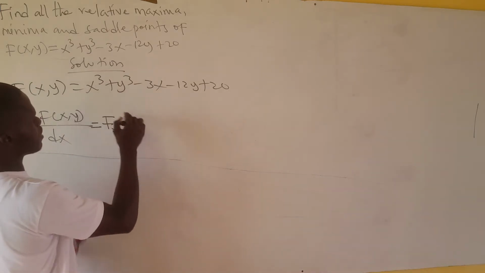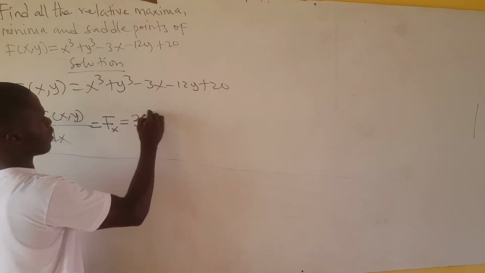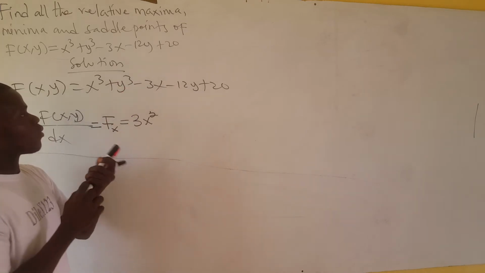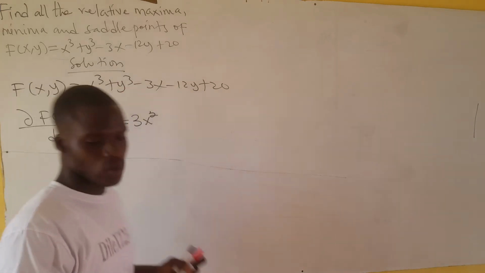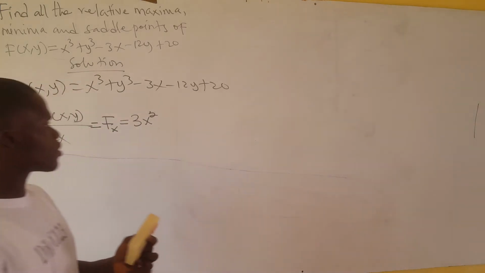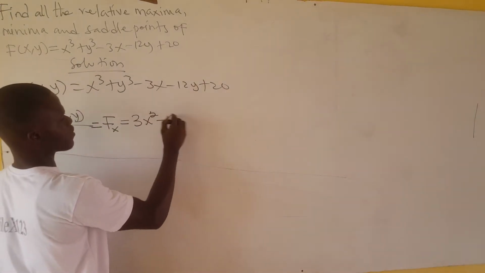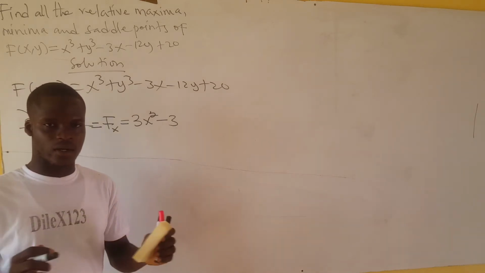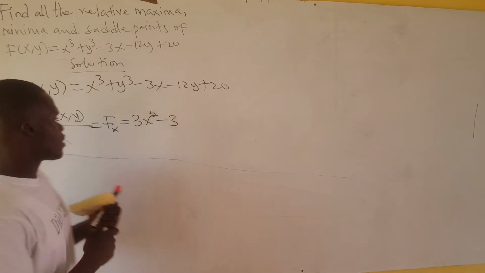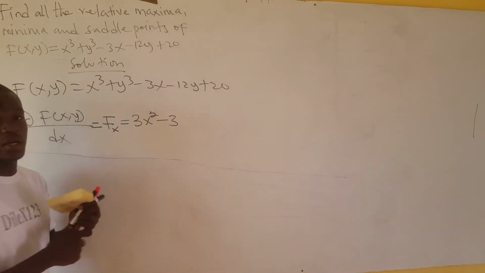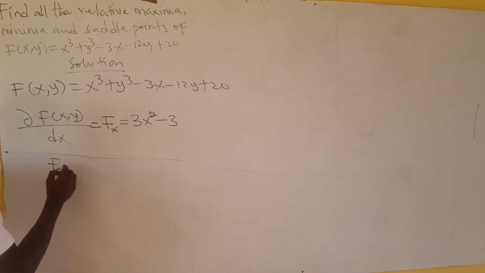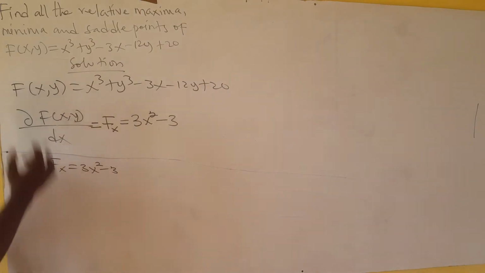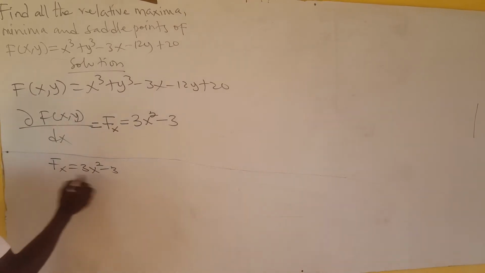So when we differentiate x cubed, we get 3x squared. Now y cubed, y is a constant over here, so when we differentiate it, we are going to get 0. When we differentiate negative 3x, we get negative 3. The 12y is considered a constant, and the 20 is also considered a constant, so the answer for those will be 0. Now after getting this, we have to set this equal to 0, so that we get our x values for the points we've been asked to find. So we equate this to 0.